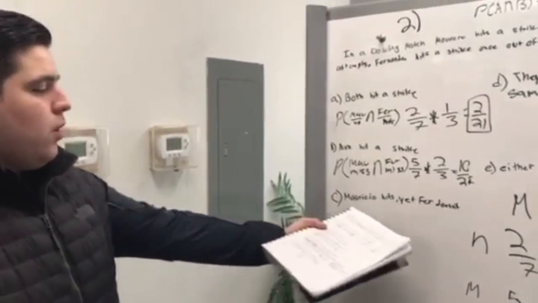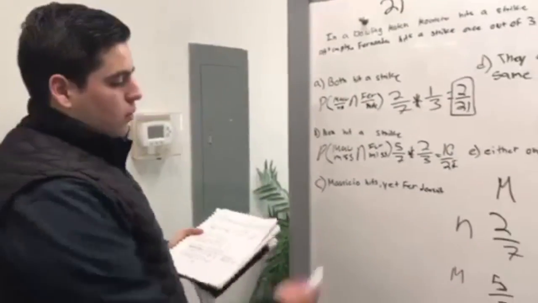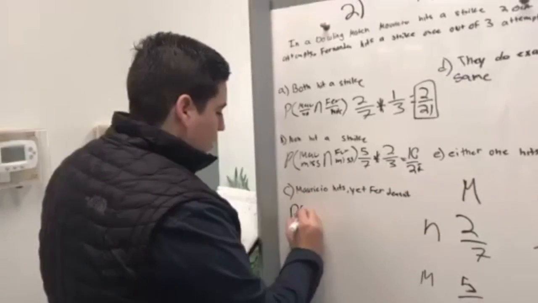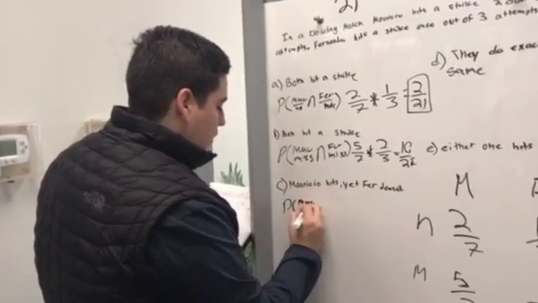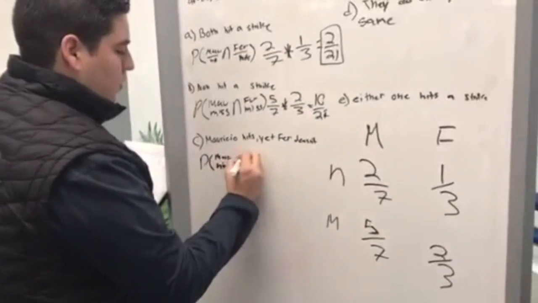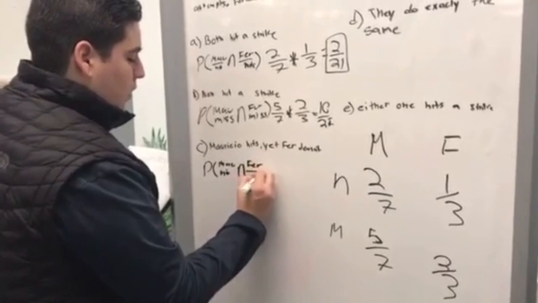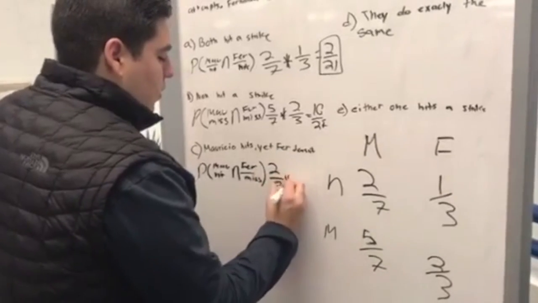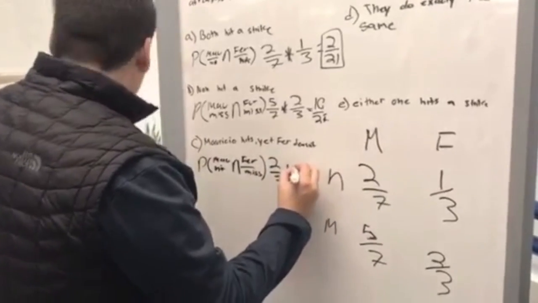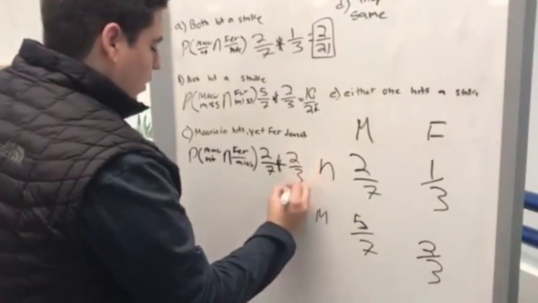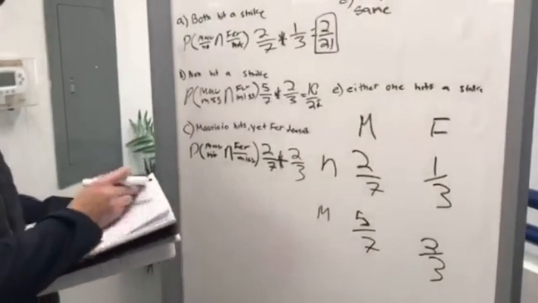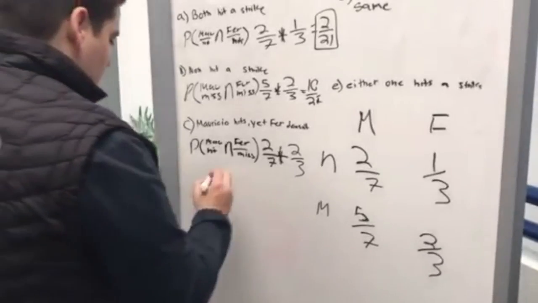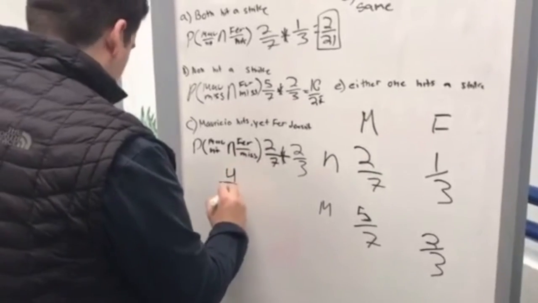So in this problem, we will still use the multiplication formula because it says and. So we will be the probability of Mauricio hit, intersection, Fernanda miss, and we'll multiply 2 over 7 times 2 over 3, and that will give us 4 over 21.